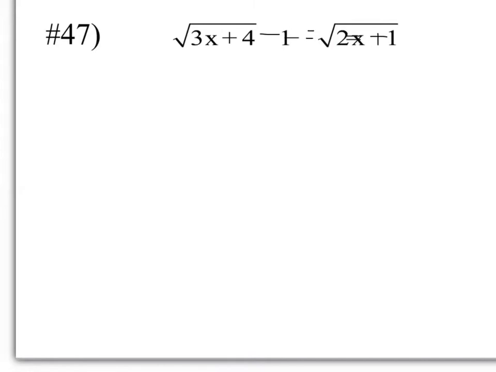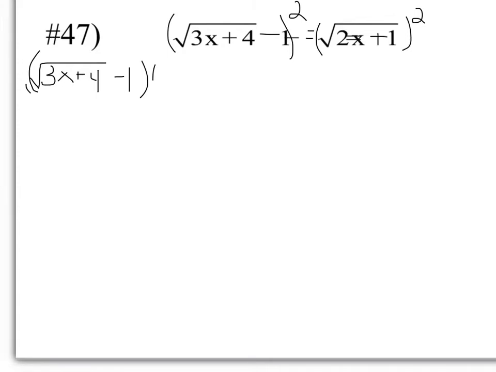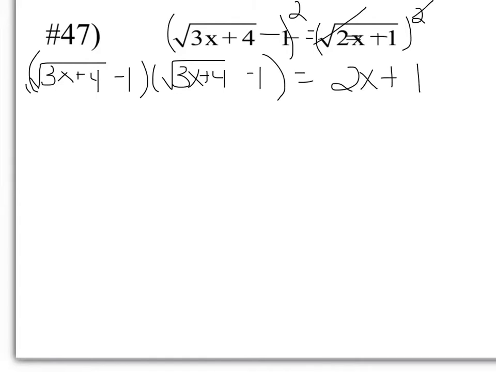So at this point, I can go ahead and square both sides. Make sure you put your parentheses around everything. So this is technically the square root of 3x plus 4 minus 1 times the square root of 3x plus 4 minus 1. That's a binomial squared. Equals, here my square root and my square cancel, leaving you 2x plus 1.